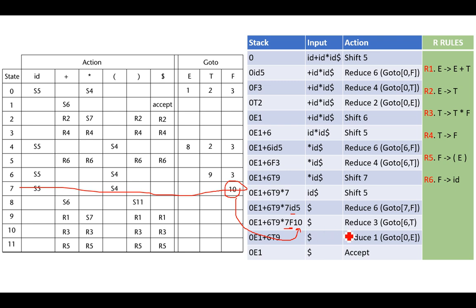Next thing, we go to state 10 and the $ sign input. State 10 and the $ sign input gives us reduce by 3. So we reduce F using rule 3. Rule 3 says that we can obtain T from T times F. So what we do now is that we look for T times F and we reduce it to T.